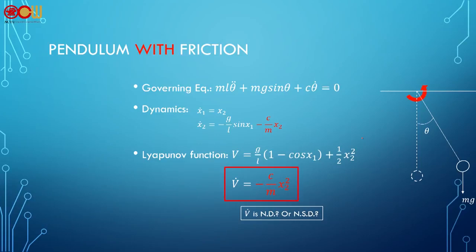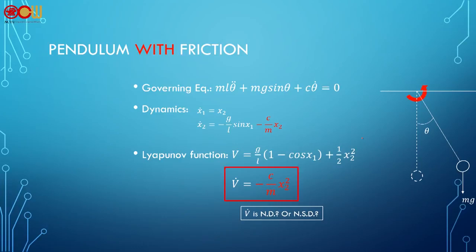So now is V dot negative definite or negative semi-definite? It's NSD. Why? V is a function of x1 and x2, but here V dot is a function of what? Only x2. Where did x1 go? x1 can be any value, which doesn't change V dot. So x1 could be 0, could be non-zero. If x2 is 0, V dot is 0. But x1 could be 0 or non-zero. We don't care, it doesn't change V dot.